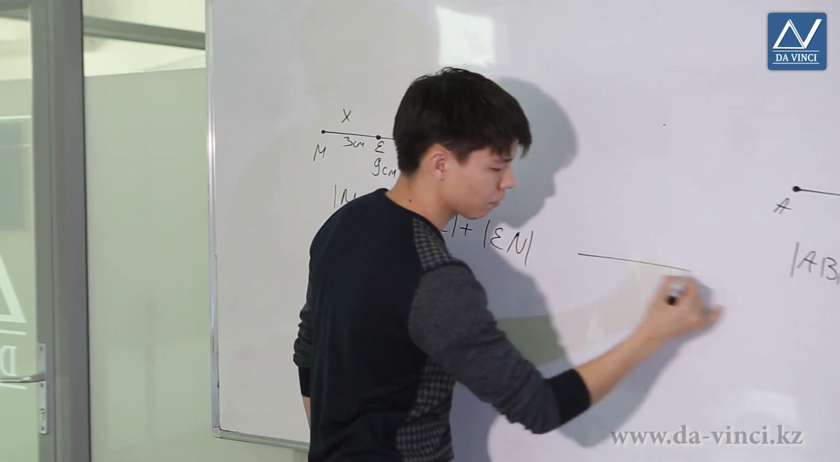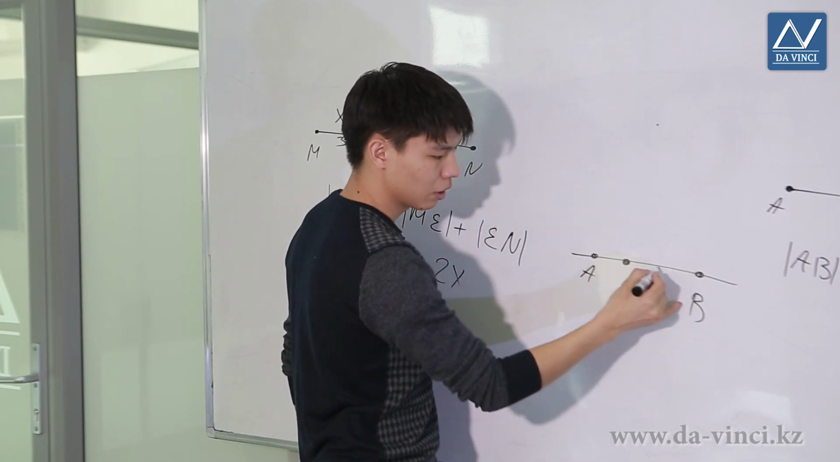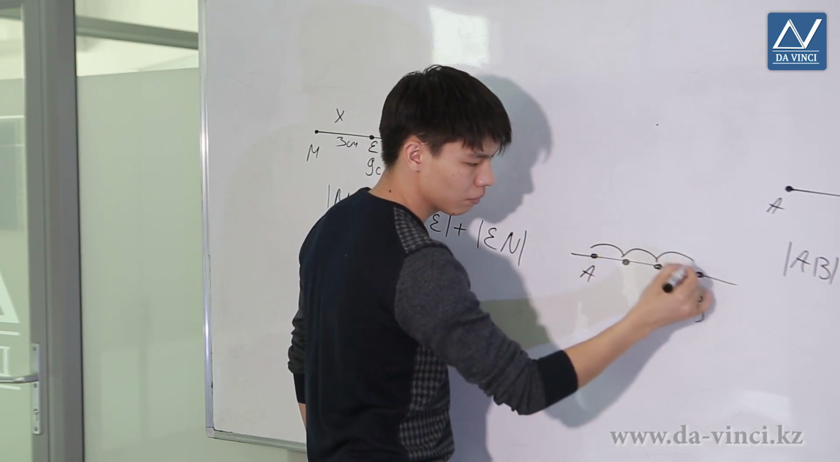If a segment is divided into a larger number of segments, then, accordingly, the length of the entire segment AB will consist of the sum of these small segments.